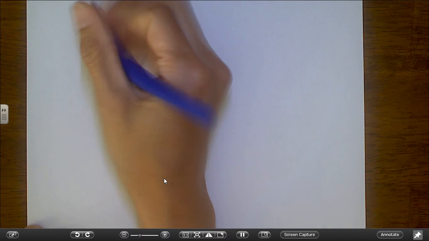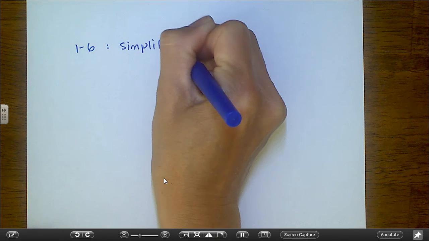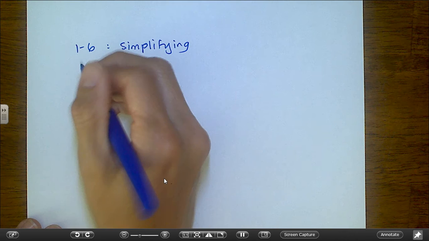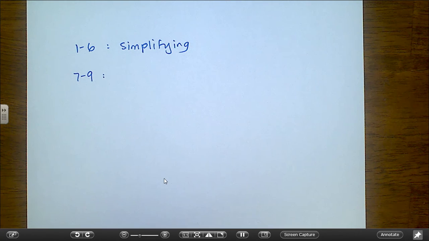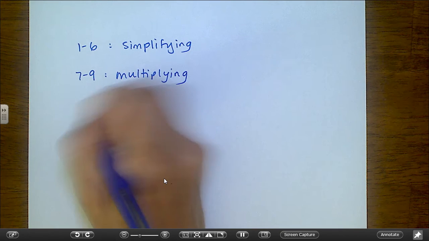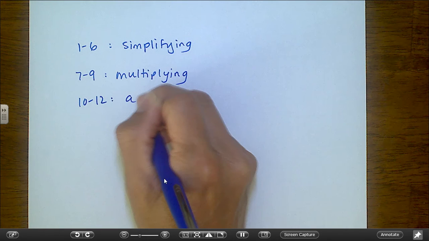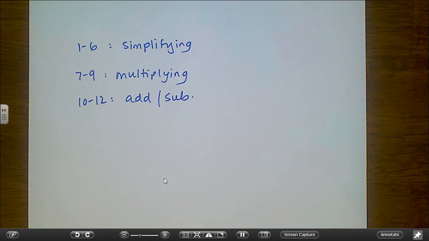So the practice sheet is online, and I think the first 6 are just simplifying, from yesterday, and then we did more of that today. And then I believe 7, 8, 9 are multiplying. That's the first part of what we did today. And then 10, 11, 12 are adding and subtracting. I believe the sheet is called the Radicals Quiz because I used to give it as a quiz, but you guys don't have to take it as a quiz. You can just do it as homework.